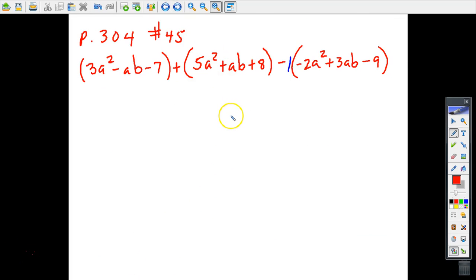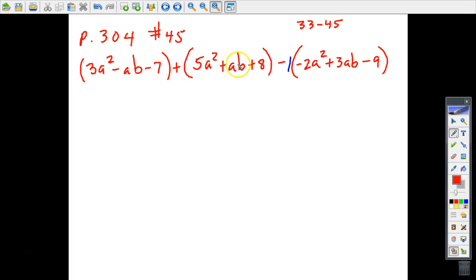Okay, I have a few more examples for you. I just took this off of page 304. It's problem number 45. And this comes from a block of problems. The whole block starts with number 33 and goes through number 45. And your instructions here are pretty much the same.